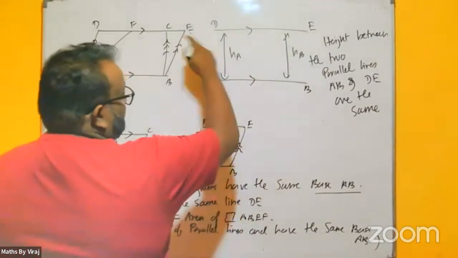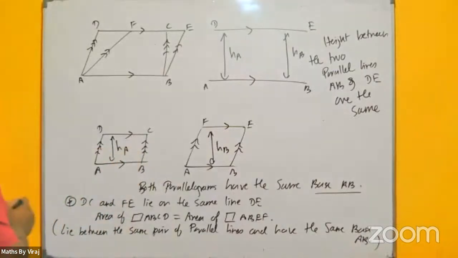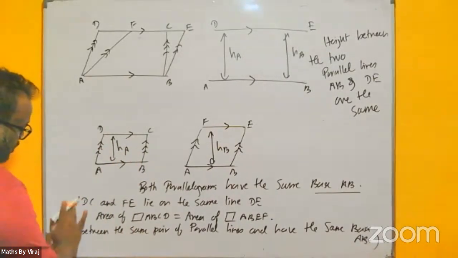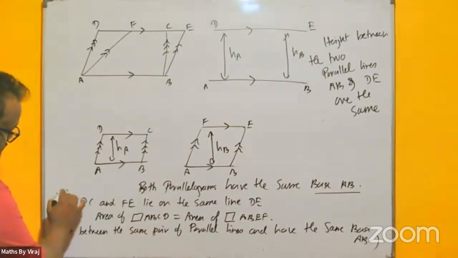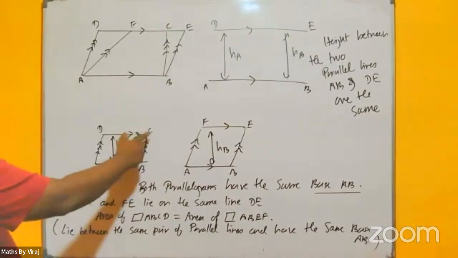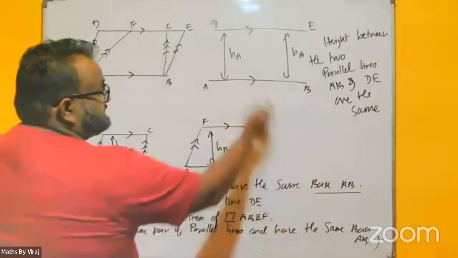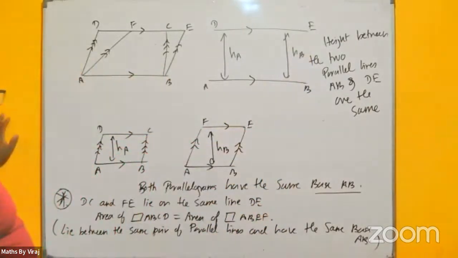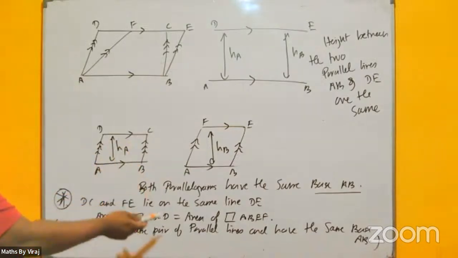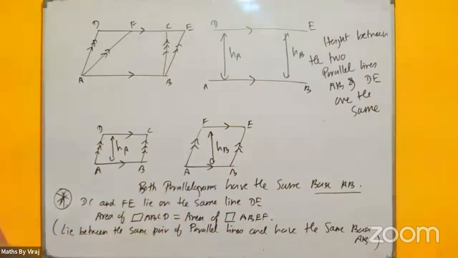Here, both parallelograms have the same base AB, and on a special note, DC and FE lie on the same line DE. Therefore, what can I say about the height between the two parallel lines? Area of parallelogram ABCD is equal to area of parallelogram ABEF, as they lie between the same pair of parallel lines and have the same base AB.